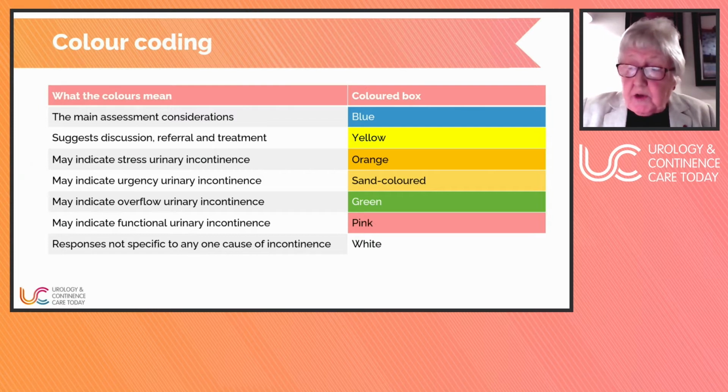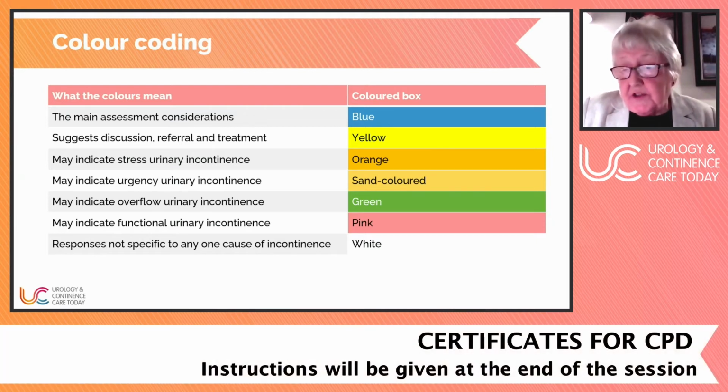Responses in the orange coloured boxes may indicate stress urinary incontinence. Responses in the sand coloured boxes may indicate urgency urinary incontinence. Responses in the green boxes may indicate overflow urinary incontinence. And responses in the pink coloured boxes may indicate functional urinary incontinence.